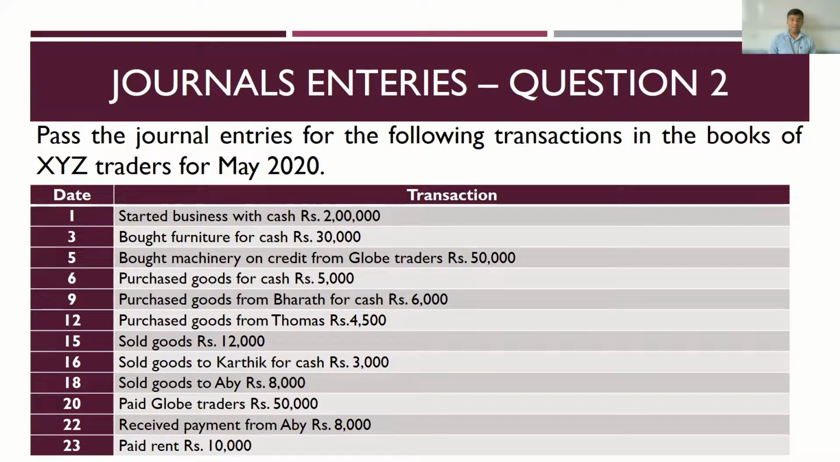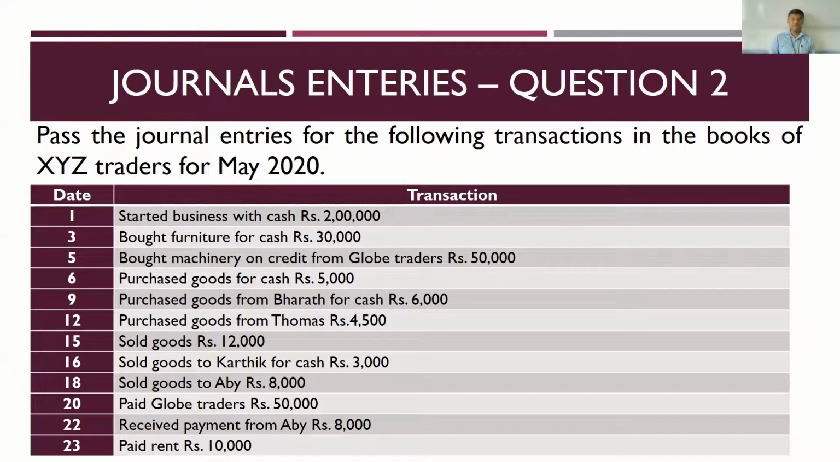Third, it says bought furniture for cash 30,000. Fifth, bought machinery on credit from Global Traders. The difference between the transaction on third and fifth is that on third, you are settling it for cash. The transaction on fifth is on credit, which means you will be making the payment later.